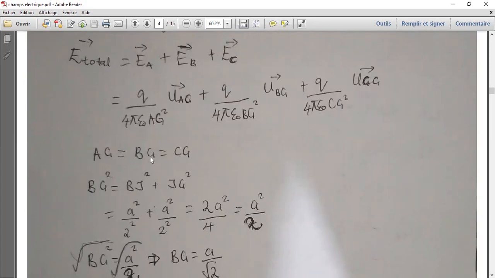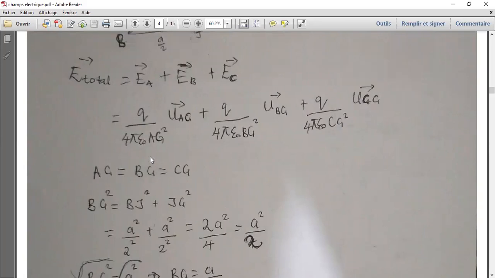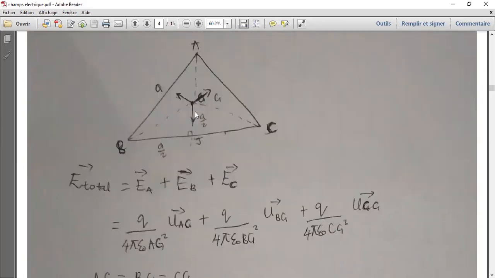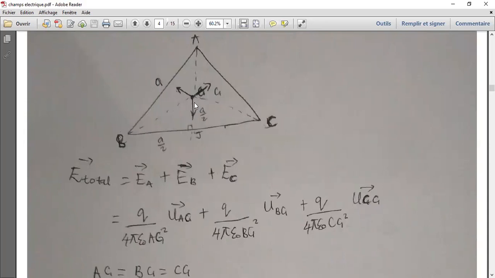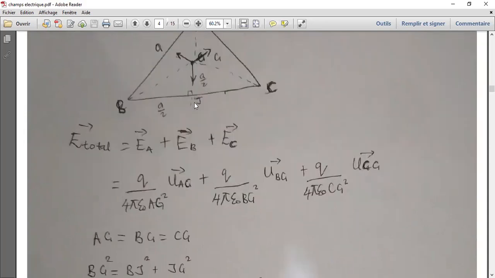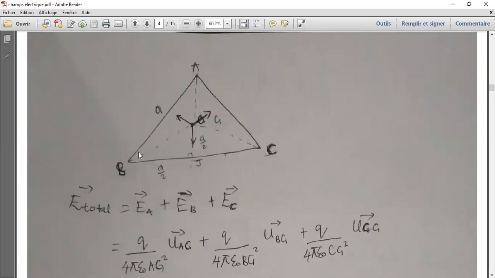So how do you calculate? The simplest one to calculate here is the BG. Why I'm saying it's simple: if you see here, the distance BG is this here, and you have a line. This line is cutting in the middle. Due to my drawing not being to scale, bear with me for that.